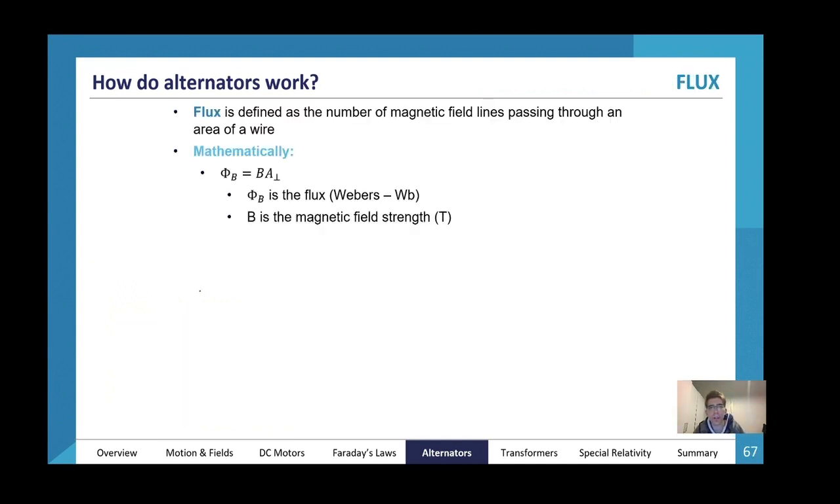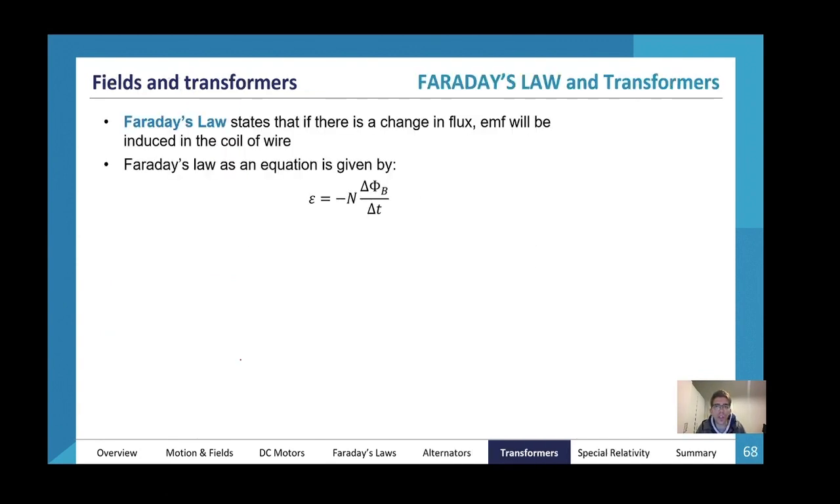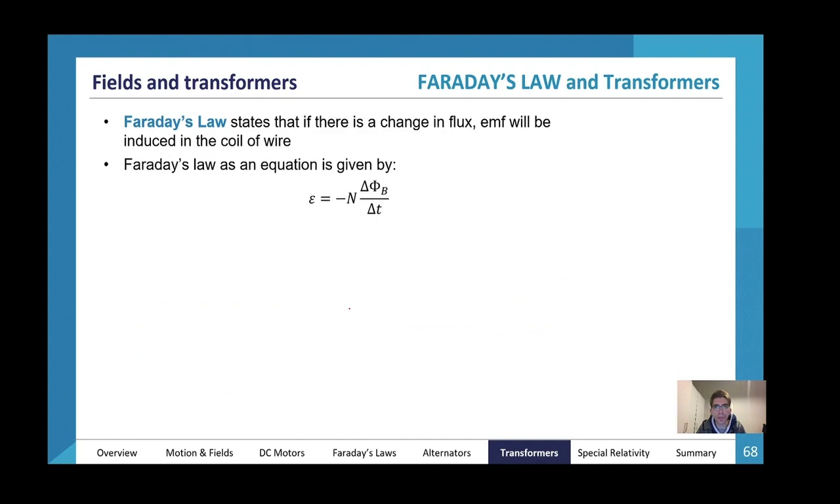But let's talk about flux a little bit. Flux is defined as the number of magnetic field lines passing through an area. And flux is equal to the magnetic field strength multiplied by that area. We can change flux by rotating the coil, right? Because by rotating the coil, less and less magnetic field lines can go through that area.